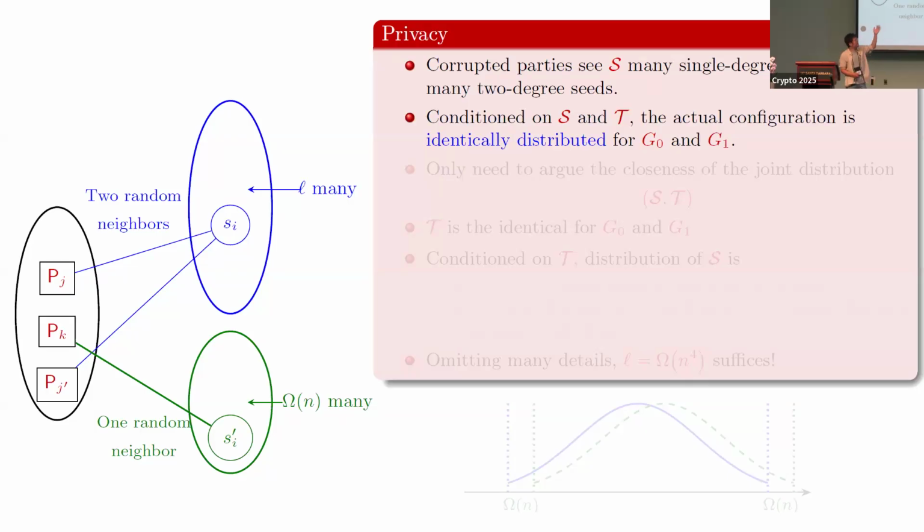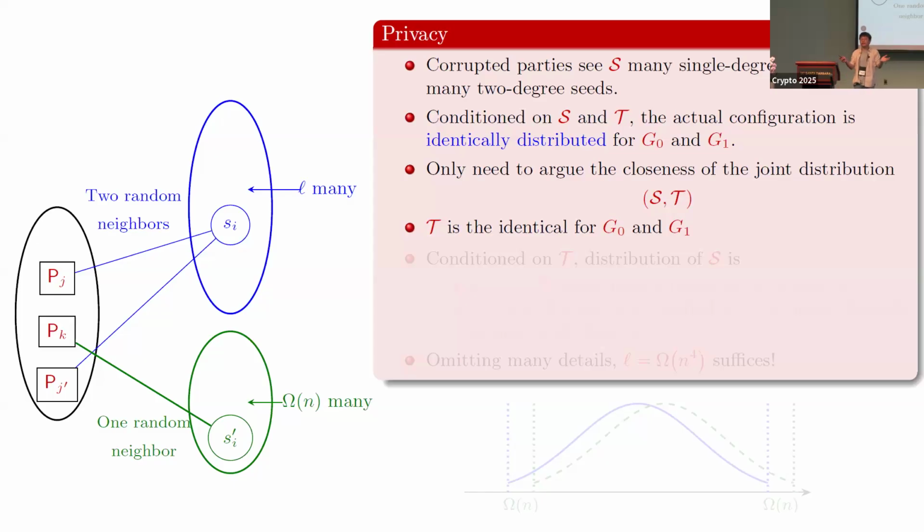So I denote these two counts by S and T, S for single, T for twice. And the reason is that, conditioned on how many seeds you see twice and how many seeds you see once, the actual configuration of how these seeds were distributed among the corrupted parties is just purely random. This is the same for both G0 and G1. So in order to argue the statistical closeness, you just need to look at these two counting numbers. Now the second observation is that the distribution of T, which is how many seeds you see twice, is identically distributed for both G0 and G1. This is because what seeds can you see twice? Only the blue part. And the blue part is identical for G0 and G1.